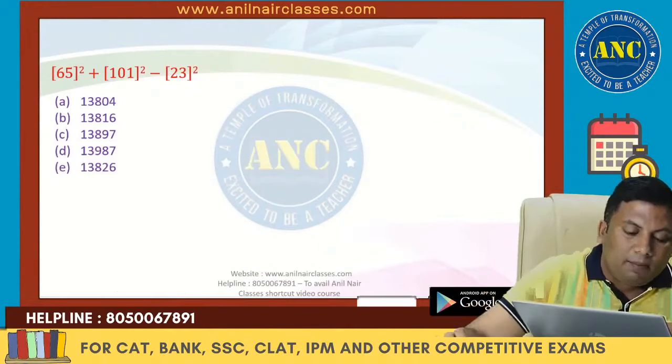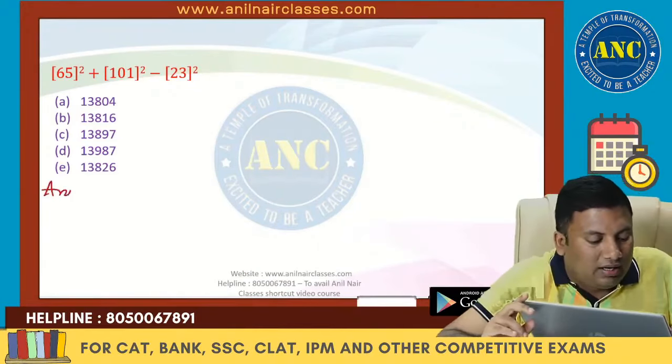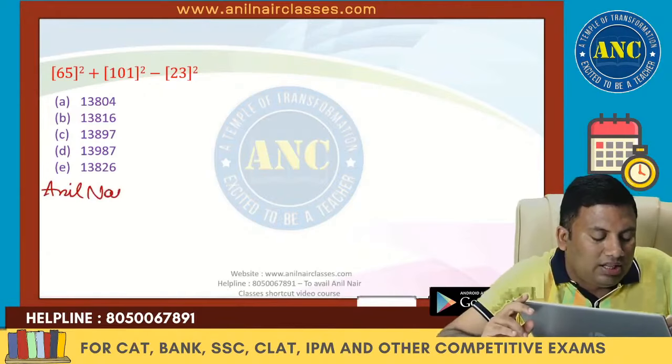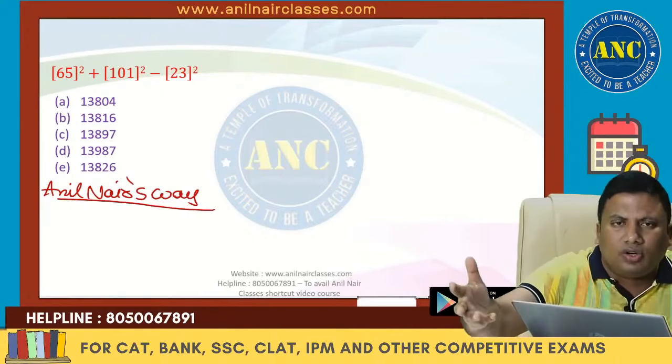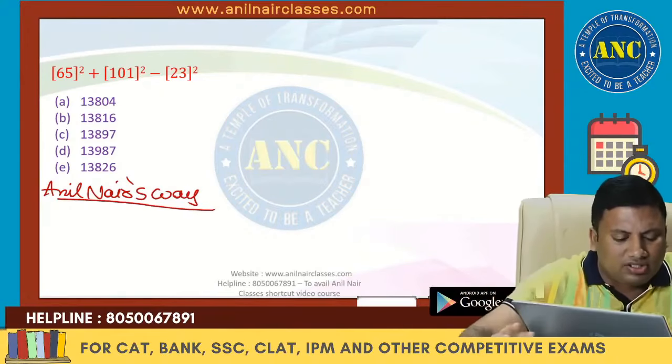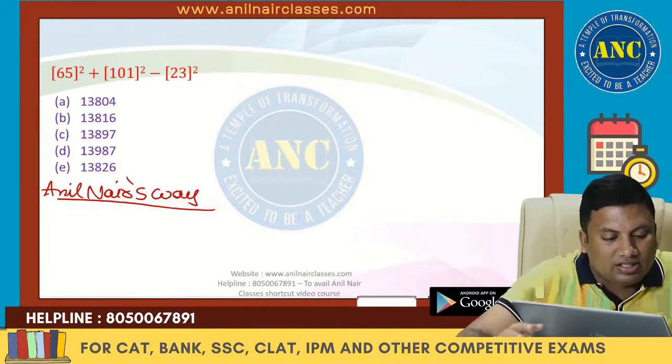I don't want you to solve this one: 65 whole square plus 101 whole square minus 23 whole square. Again, Anil Nair's way of looking at this problem. I am not interested in solving it directly, 65 square. In case you want me to solve that, I will solve it. But I want you to develop an approach through my live classes.